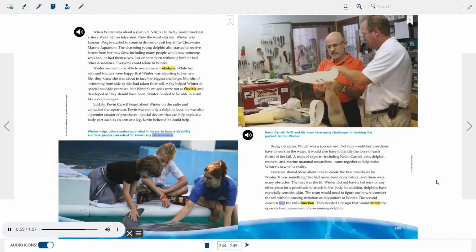The second concern was the tail's function. They needed a design that would mimic the up and down movement of a swimming dolphin. Kevin Carroll and his team faced many challenges in devising the perfect tail for Winter.